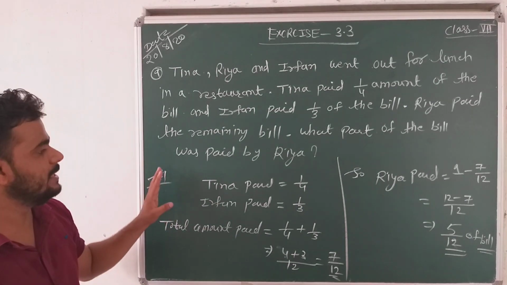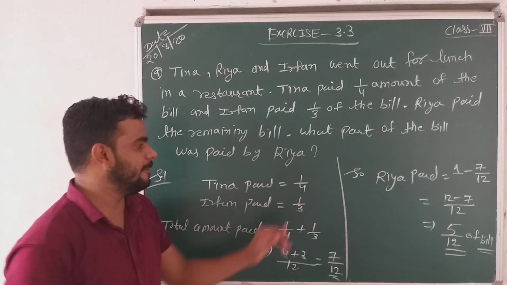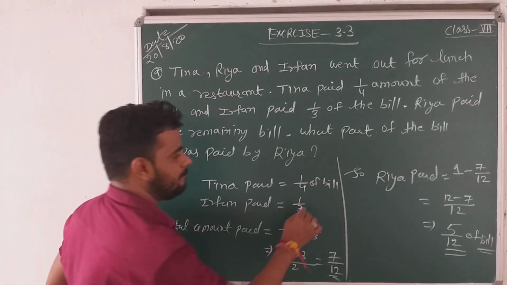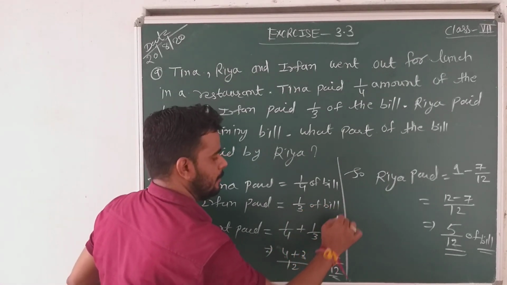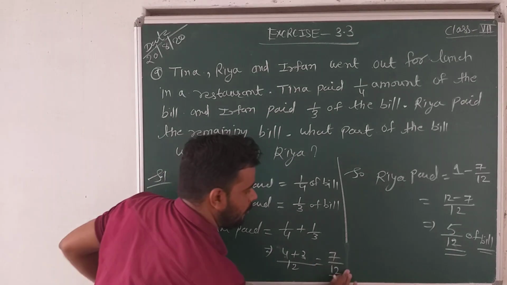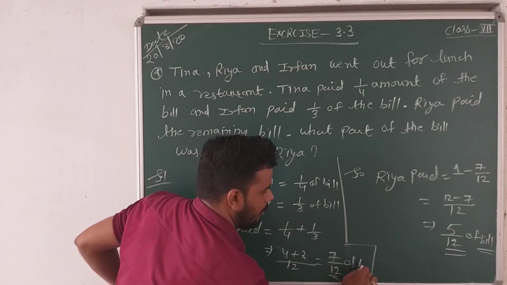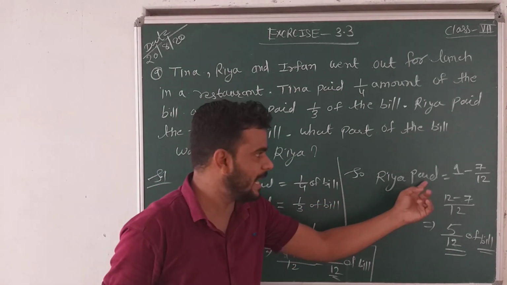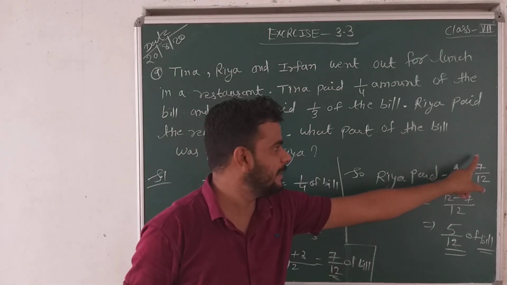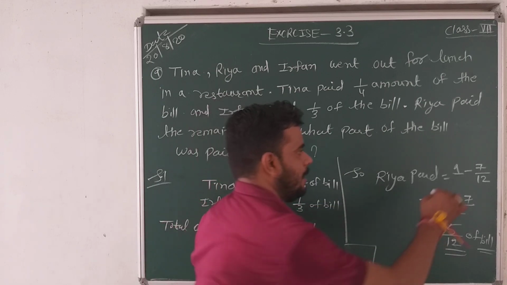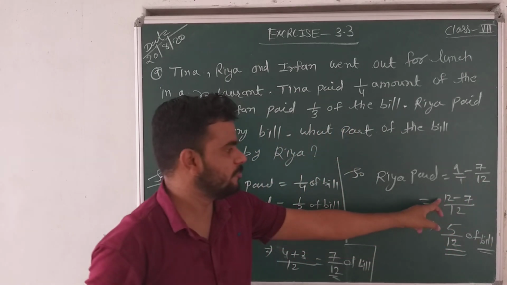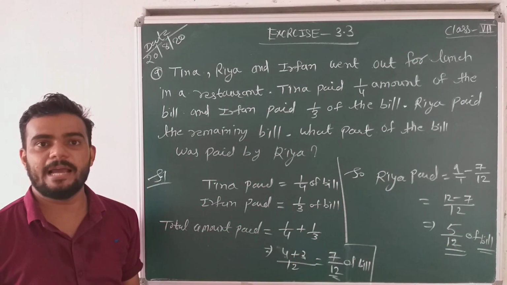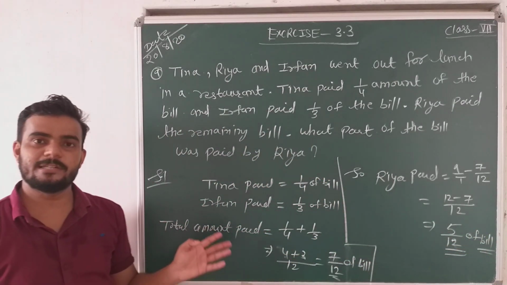Okay, it means the question is saying that Tina paid 1 by 4 of the bill, Irfan paid 1 by 3rd of the bill. So the total paid is 7 by 12 of the bill. Okay, so bill तो एक ही था. So the remaining is paid by Ria. So one bill only. So 1 minus 7 by 12. So the denominator is 1, so LCM is 12. So 12 minus 7, 5 by 12. The remaining bill is paid by Ria. Any doubt? Okay, take the screenshot and write in a notebook.